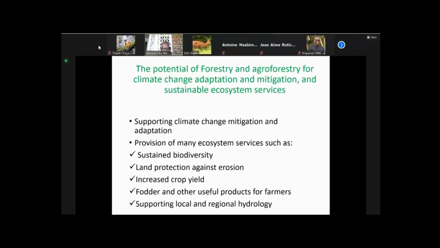The potentiality of native tree species, especially in agroforestry and forestry practice, is that they can support climate change mitigation and adaptation, and they can also provide many ecosystem services such as sustaining biodiversity, land protection against erosion, increasing crop yield, providing fodder and other useful products for farmers, and supporting local and regional hydrology.